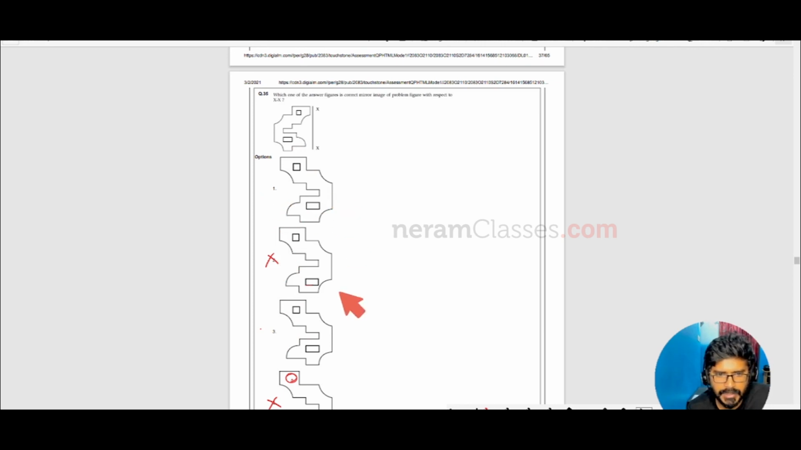So between 1 and 3, what is the difference? They look somewhat similar. There is a difference: this length is lesser than this length. Here it's lengthier if you compare with this. So option 3 has to be the right answer, and 1 is the wrong answer. You can draw this and find out also. Option 3 is the right answer for this question.